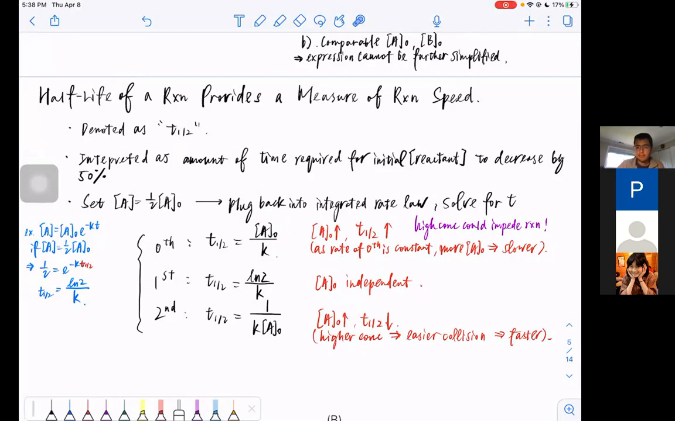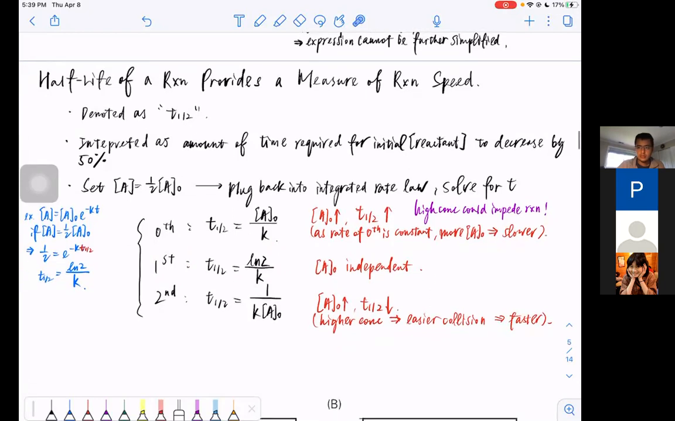And it makes sense because the rate for a zeroth order reaction is a constant. So if you start with more reactants, it makes sense the time required to reach 1/2 of that amount will also increase. First order, the half-life of first order is very famous. You should all remember that. And it's initial concentration independent.